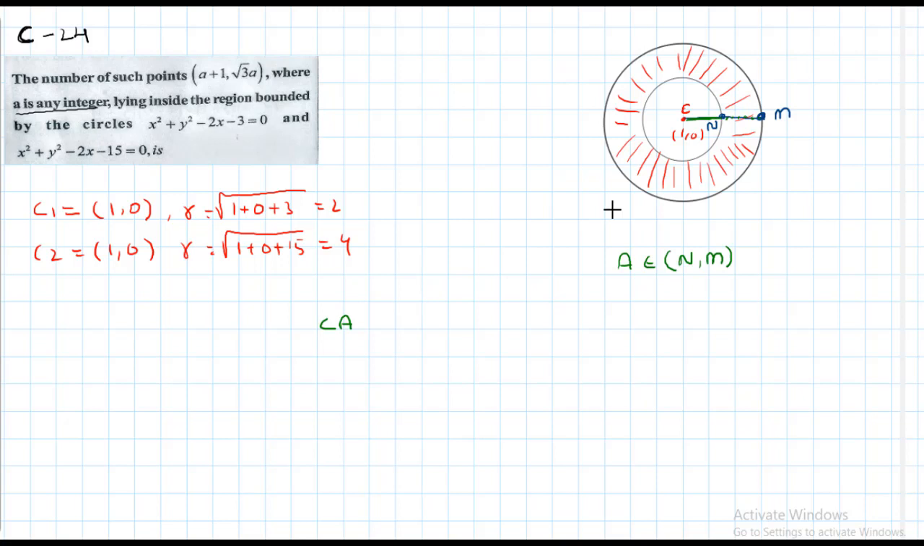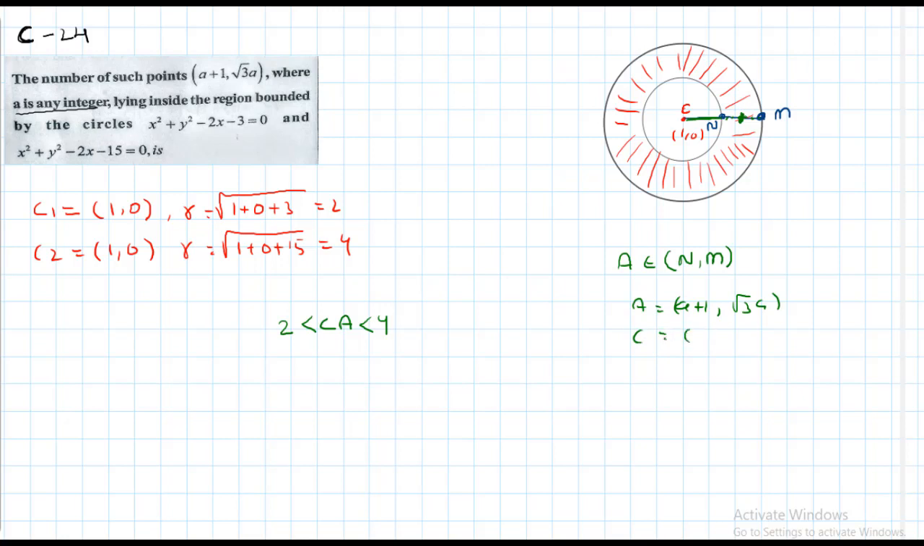So that's why I can say that CA, the distance from C to the required point, somewhere here, should be greater than 2 and less than 4. C to A should be greater than the radius of the smaller circle. C to A should be lesser than the radius of the bigger circle. That's why CA should lie between 2 and 4, in such a way that you want to identify the point. So first of all, I want to find CA. So what is A here? A equal to a plus 1 comma root 3a.